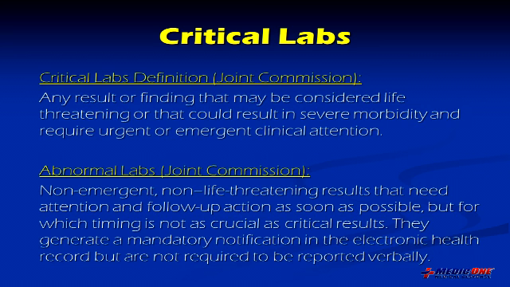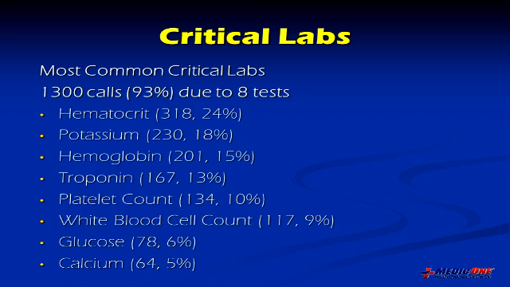Critical labs are defined by the Joint Commission as any result or finding that may be considered life-threatening or that could result in severe morbidity and require urgent and emergent clinical attention. So even though you may find the patient in no distress, critical labs still are an emergency and require a visit to an emergency room. Abnormal labs are defined by the Joint Commission as a non-emergent, non-life-threatening result that needs attention and follow-up action as soon as possible. The most common critical labs that we encounter in EMS are hematocrit, potassium, hemoglobin, troponin, platelet count, white blood cell count, glucose, and calcium.